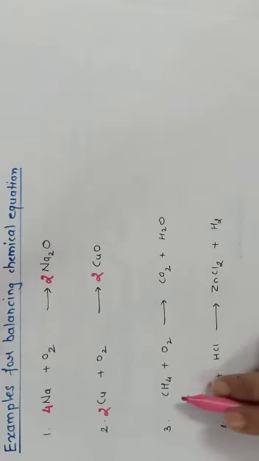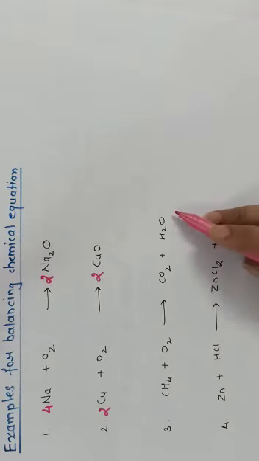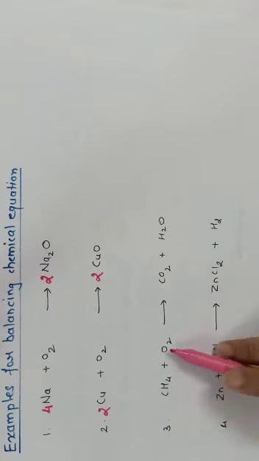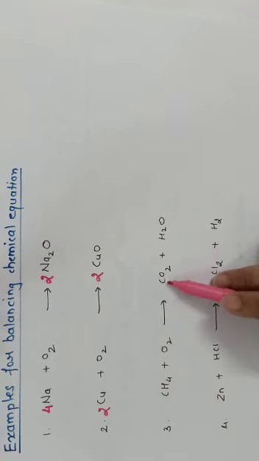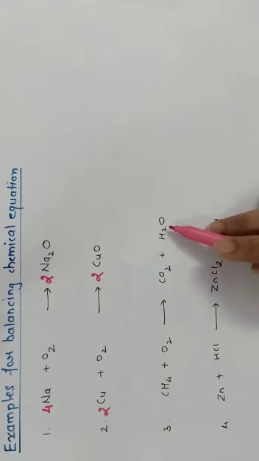The next one is methane reacts with oxygen to give carbon dioxide and water. So now there are 3 elements. We have increased the complexity of the equation. Now I have taken the equation which involves 3 elements: carbon, hydrogen and oxygen. So very first, carbon on the reactant side 1, product side also 1, okay, balanced. Hydrogen on the reactant side 4, but on the product side only 2.